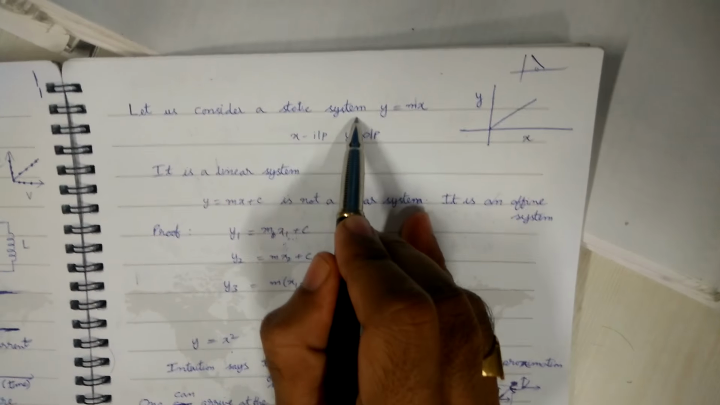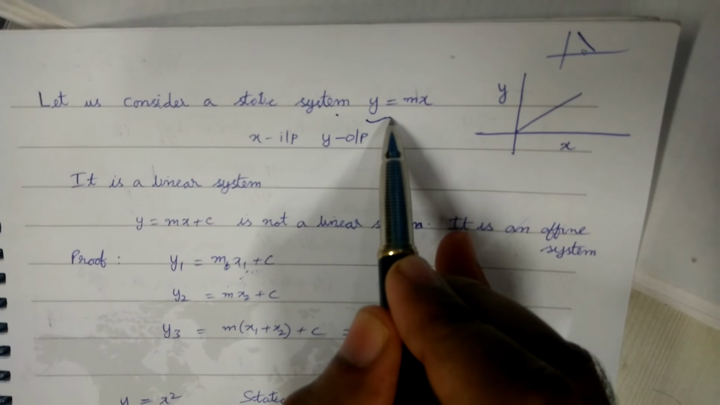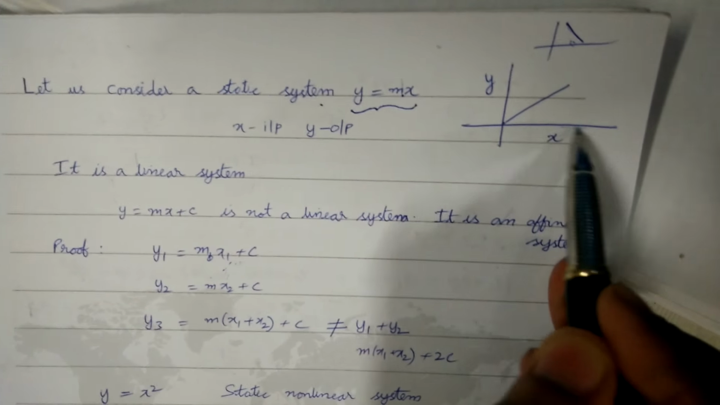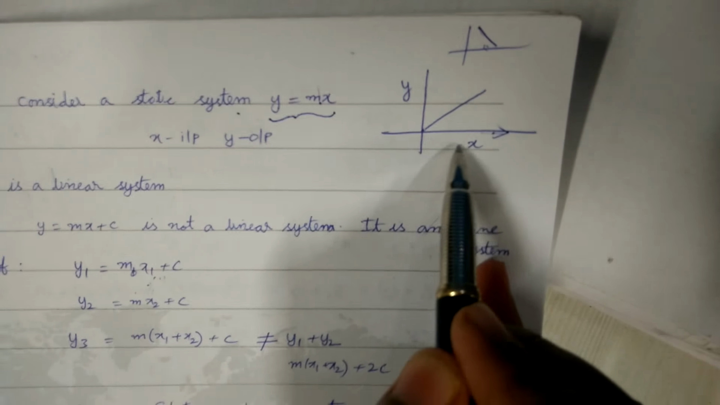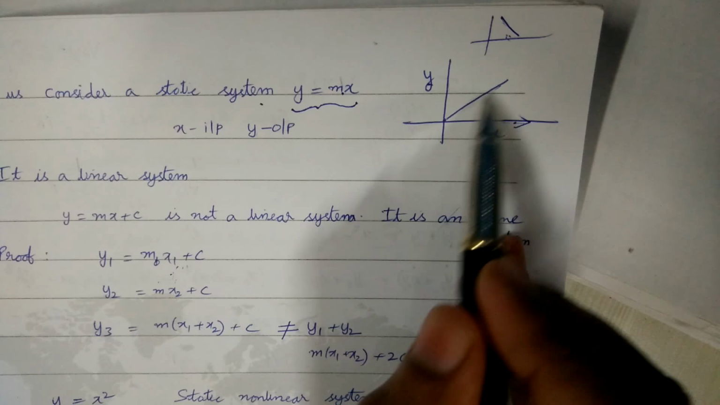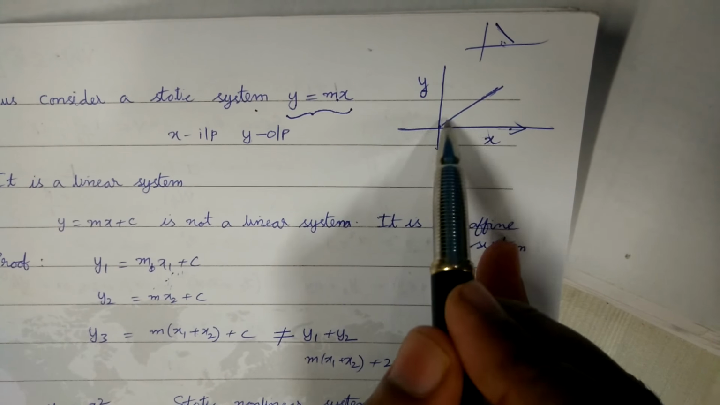Let us consider a static system whose input-output relations are given by y = mx. So this is a linear system. x is input, y is output. There is a linear relationship between x and y.